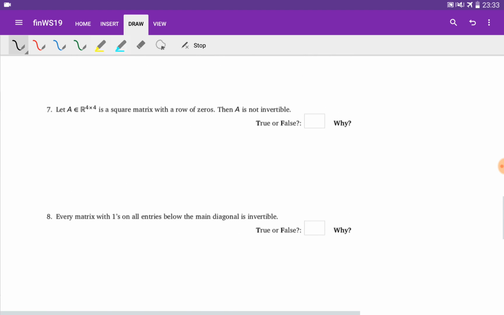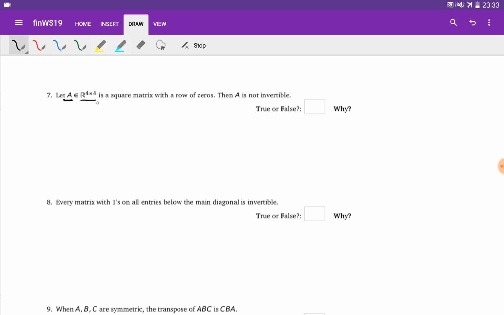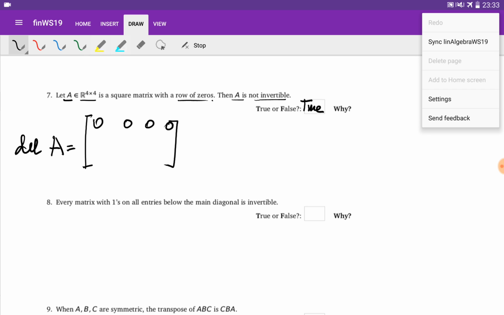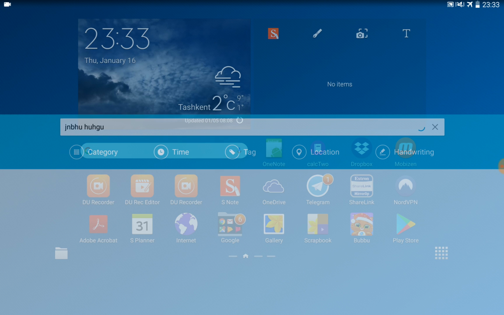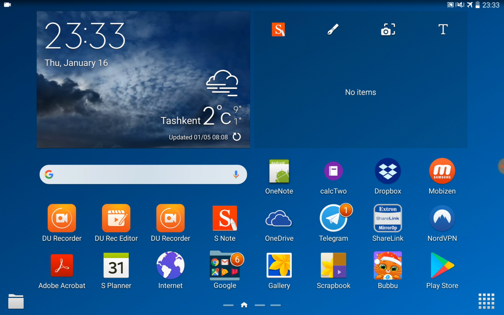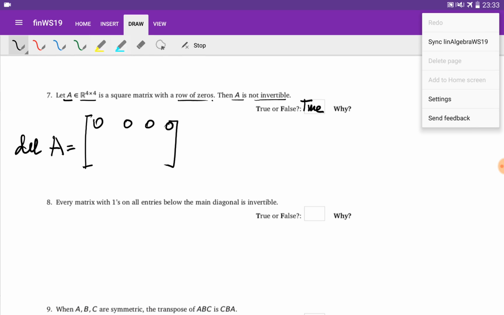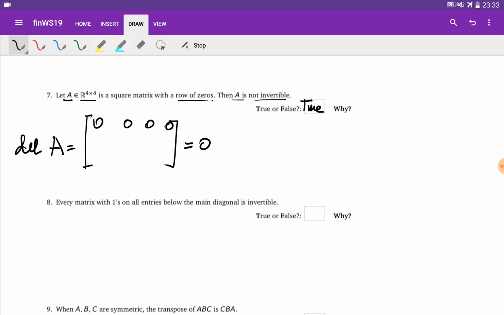Question number 7. If A is a 4 by 4 square matrix with a row of zeros, then A is not invertible, which is true. It means that if A is a matrix which has a zero row, then its determinant is equal to 0. So when the determinant of the matrix is equal to 0, A is not invertible.